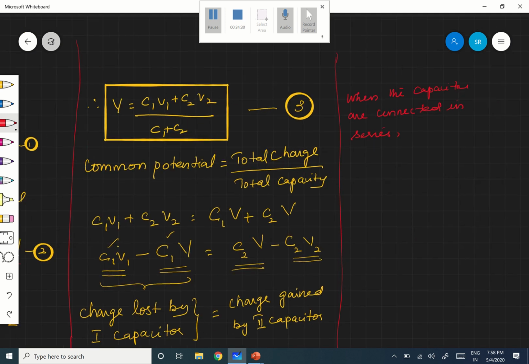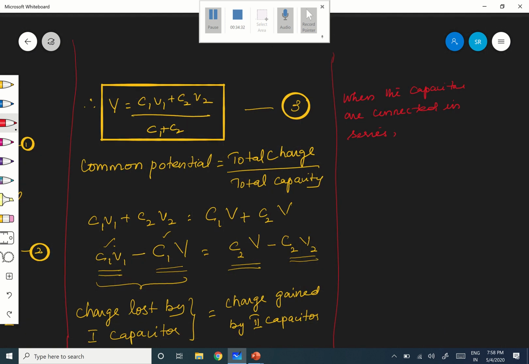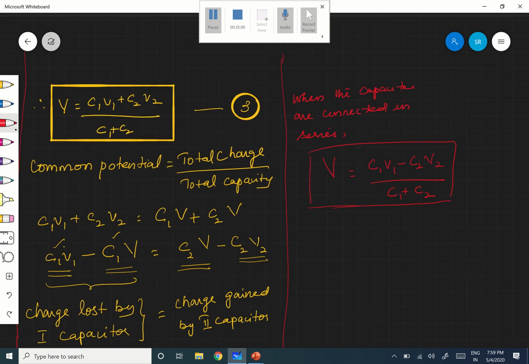But if it is in series, then what will it be? I'll give you the result, that is enough. What is the common potential V? That is equal to C1V1 minus C2V2 divided by C1 plus C2. C1V1 minus C2V2 divided by C1 plus C2. That's enough for that. With respect to the parallel combination, we will see everything. Here, in series, this is the common potential.